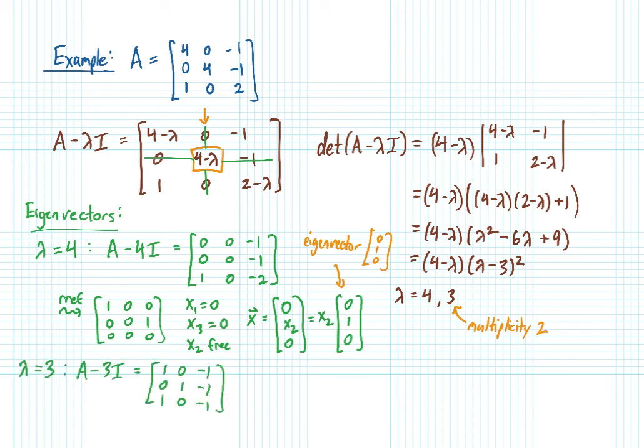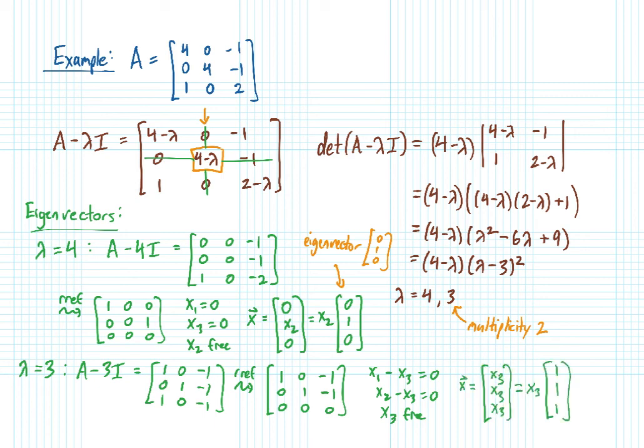All right, so let's do it for lambda equals 3. When you look at A minus 3I, this is what you get. And here's the reduced echelon form. And so the equations you get from that are x1 minus x3 equals 0, x2 minus x3 equals 0, and x3 is a free variable. And so as a vector, the solution turns out to be x3, x3, x3. And when you pull that x3 out, you have the vector 1, 1, 1.